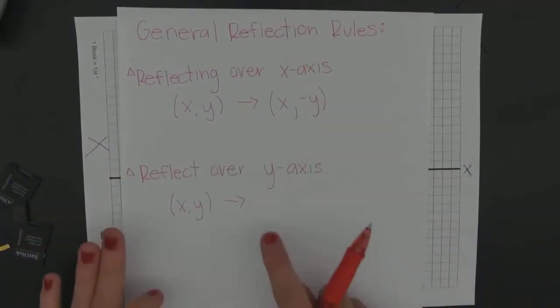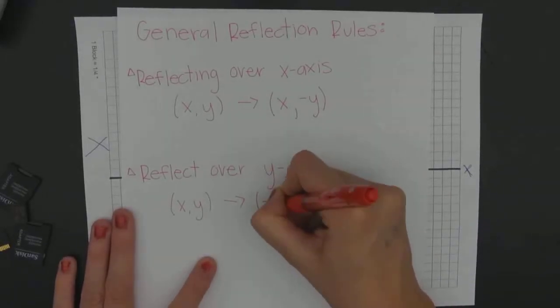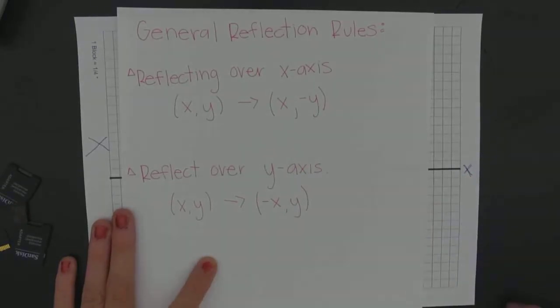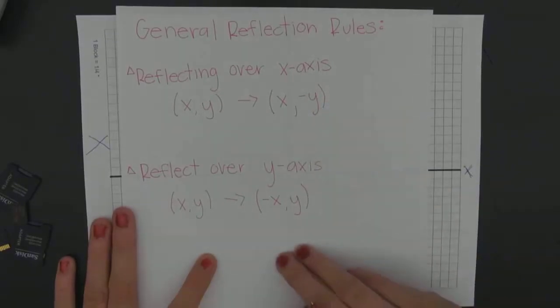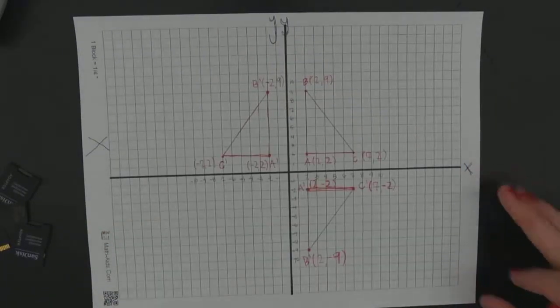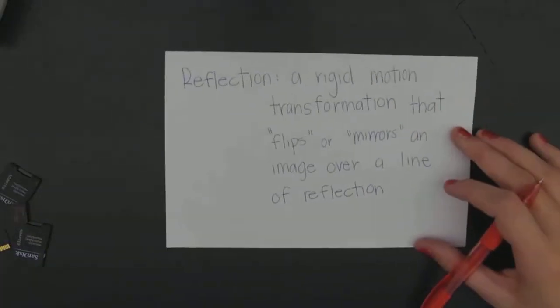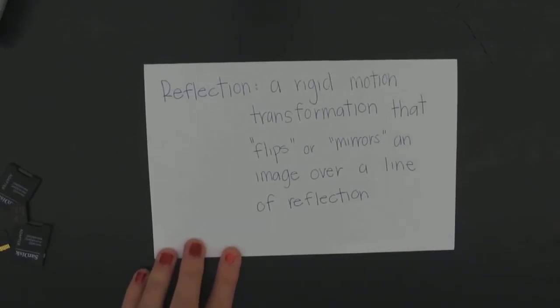So if I were to make a general reflection rule about reflecting something over the y-axis, our x value changed signs, but our y value stayed the same. Okay? So these are general rules that we could make. Awesome. So that is how you do a reflection, you guys. And just to close the video again, a reflection is a rigid motion transformation that flips or mirrors an image over a line of reflection.